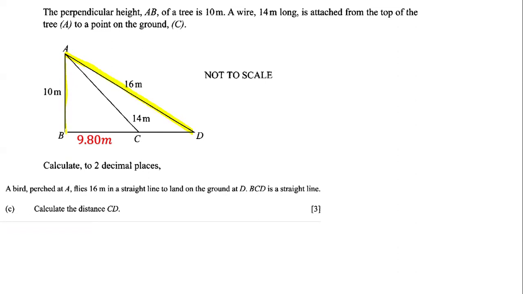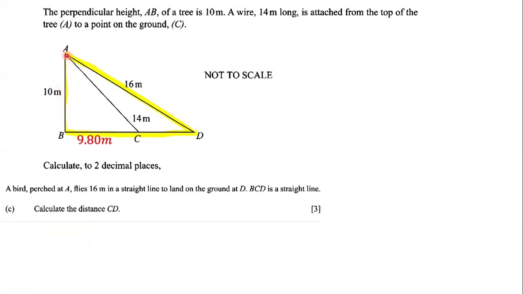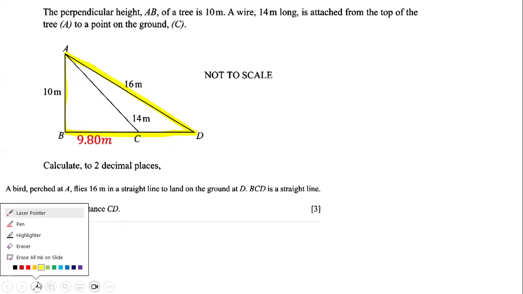Now, what side lengths do we have? Well, if you notice carefully, we have this side, this is 10 meters. We have this side, this is 10 meters. We have this side, this is 16 meters. But we do not know the length BD. We don't know what that length is, and that's what we're trying to figure out.